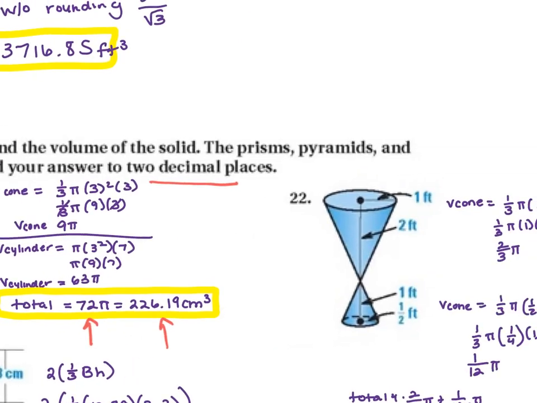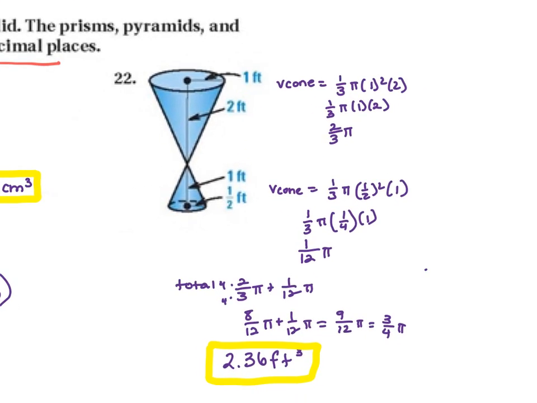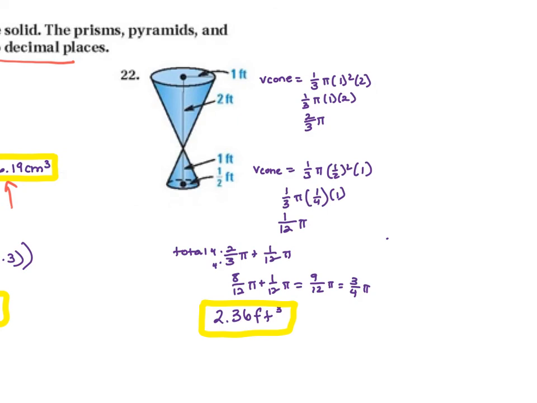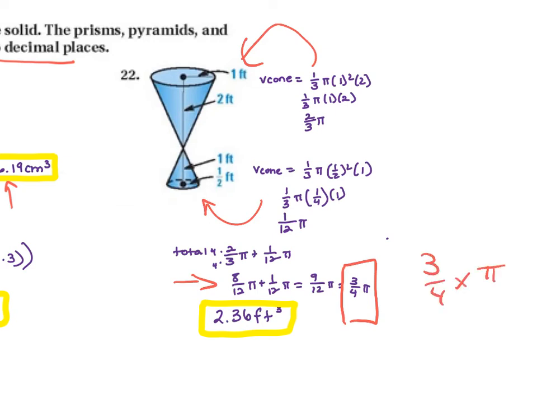Number 22, here are 2 cones. So you're going to find the volume of the top cone and then this bottom little cone. Once you get the 2 volumes, you're going to add them. You needed to find a common denominator. The common denominator was 12. So left in terms of pi, the answer is 3/4 pi. However, rounded to 2 decimal places, you'll multiply 3/4 times pi, and you get 2.36.